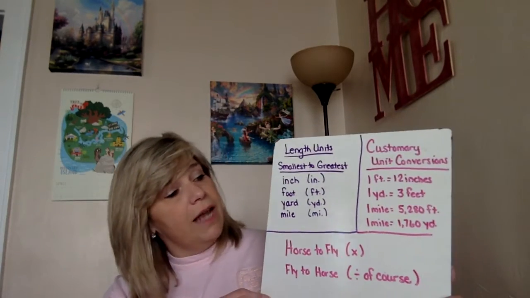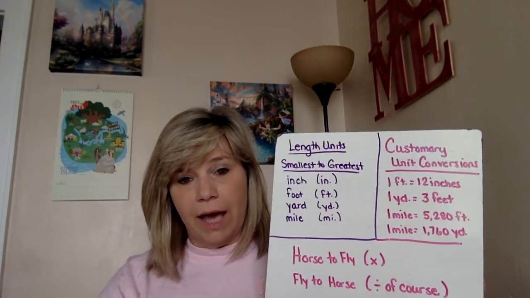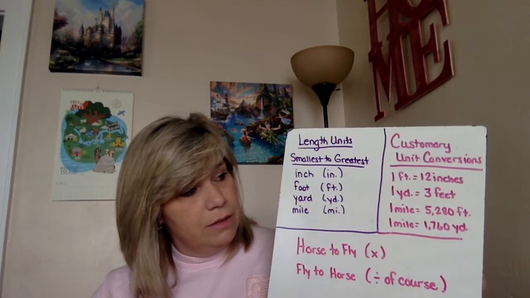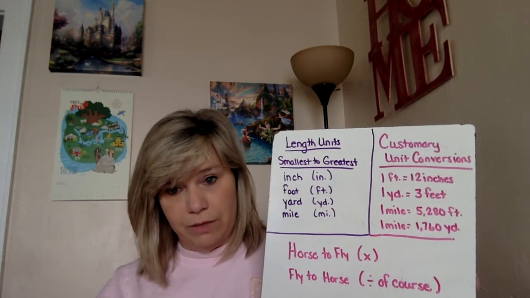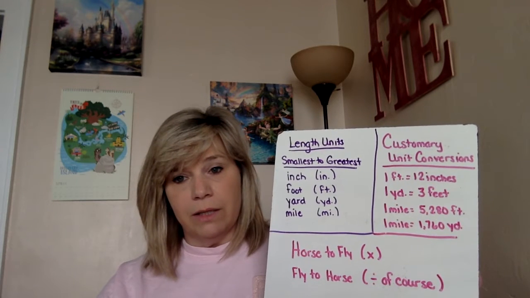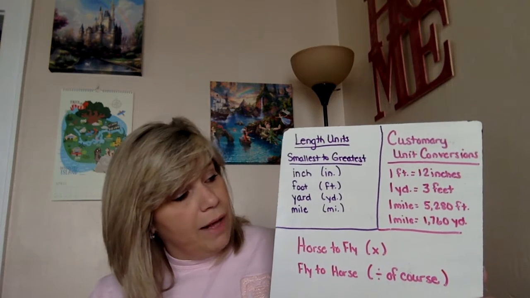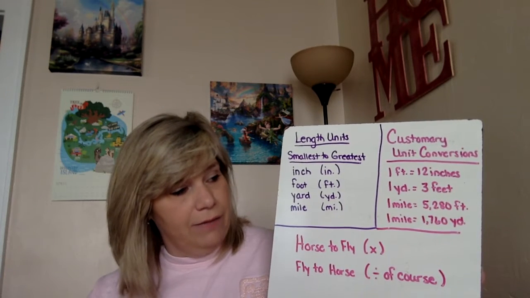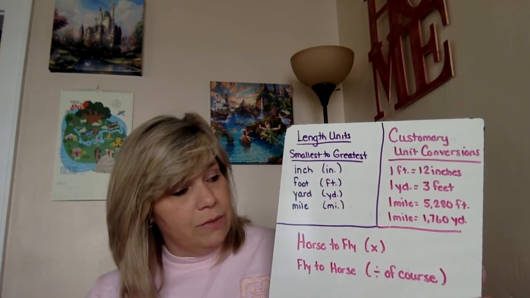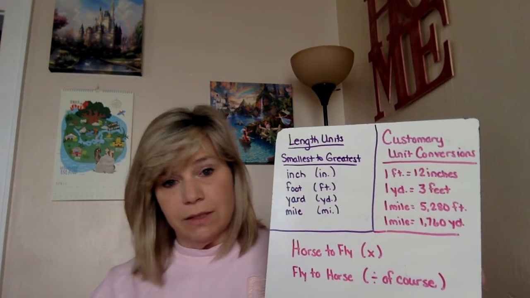So the next thing I have is looking at our conversions. 1 foot equals 12 inches. 1 yard equals 3 feet. 1 mile equals 5,280 feet. And 1 mile equals 1,760 yards.